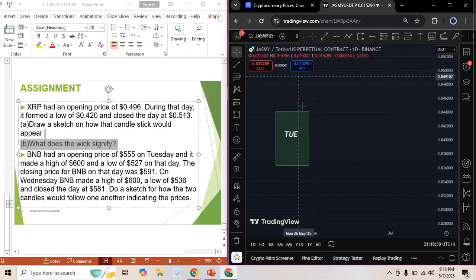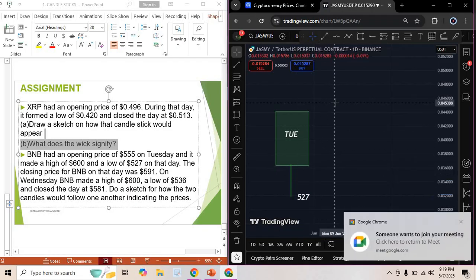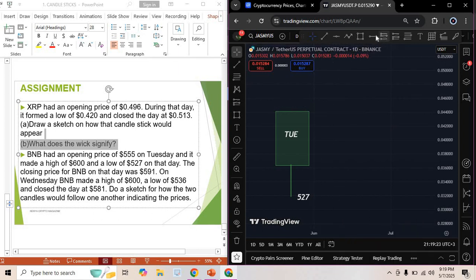It formed a lower wick of 527. So here it's 527. Let me just name it. Then we can go through it together. Yes. Then the upper wick at 600. Upper wick of 600. Let's do that. 600.